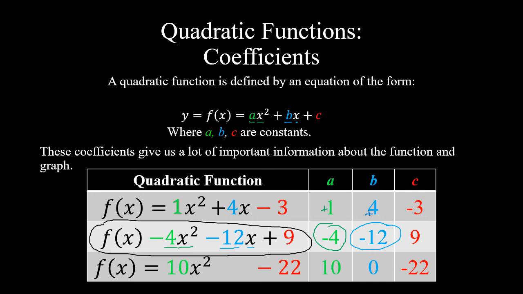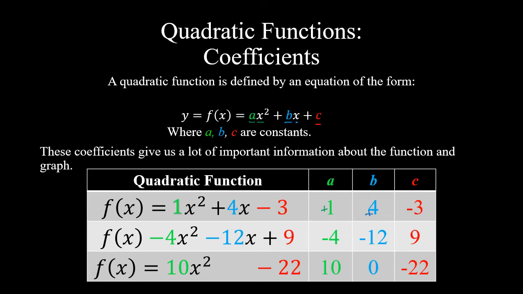Okay, and then what's our c? Our number, our constant just hanging out at the end here, right? It just hangs out at the end. It's +9, so 9. All right, so there's our a, b, and c. And let's look at one more, and this one's going to look a little different, but it is still indeed a quadratic function. All right, let's look at our last function here. F of x equals 10x squared minus 22. Now you'll notice there's no term in the middle. There is no sort of bx term, right? We just have an x squared term and then our constant at the end.